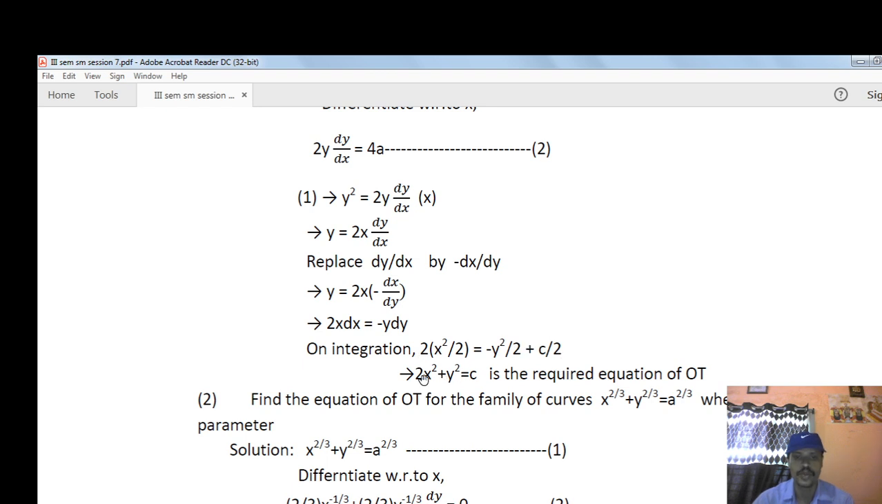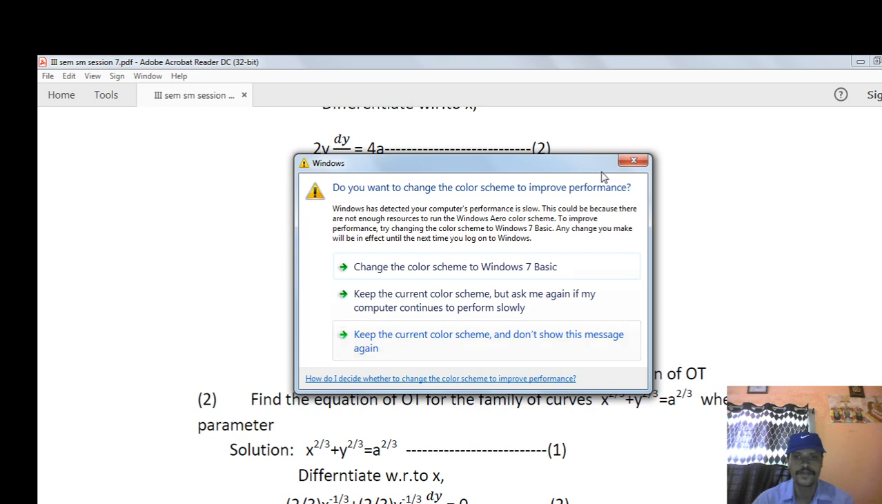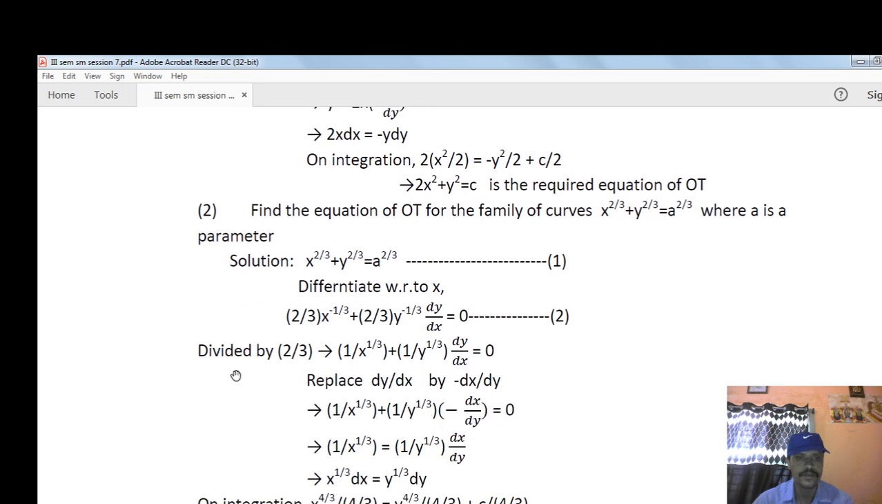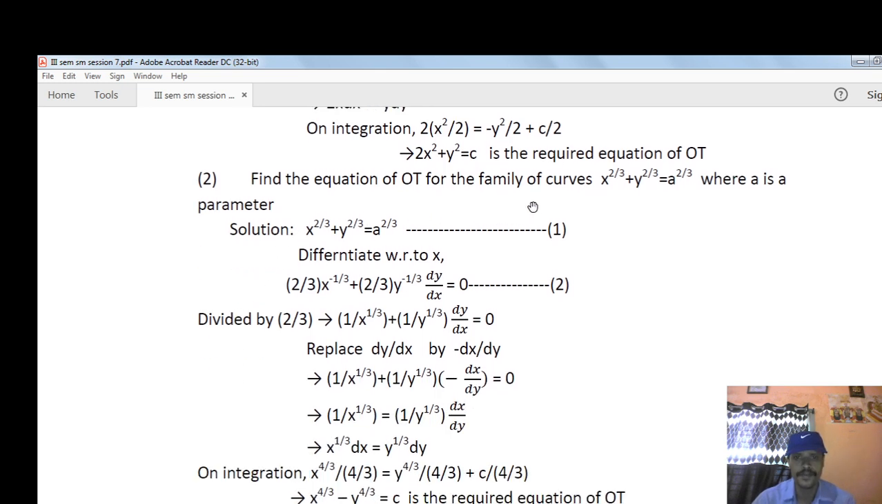Multiply throughout by 2, 2 gets cancelled, 2x square, 2 gets cancelled, minus y square, bring this to left hand side, it becomes positive of y square is equal to, 2 gets cancelled, it will be c. And this is the required equation of OT. Let me have another problem. I have to find the equation of OT for this family of curves, where a is a parameter.